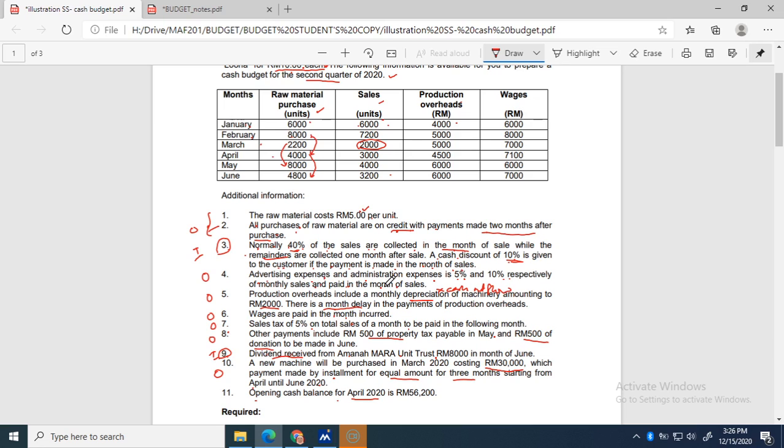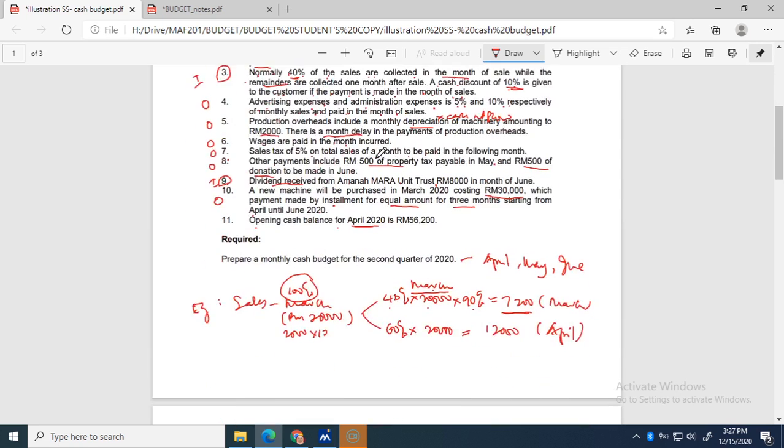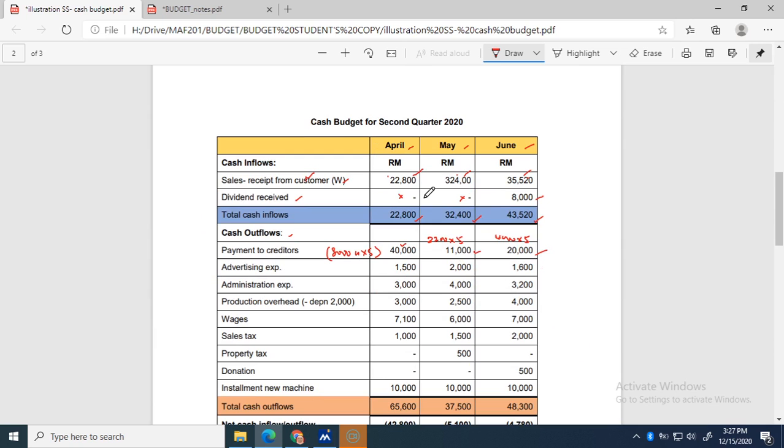Okay, then number 4, advertising expenses and admin expenses are 5% and 10% of the monthly sales and paid in the month of sales. So in the month of sales, that means if January, you pay in January. If sales in February, in February. So we refer to April because we prepare cash budget in April. So 3,000 here.